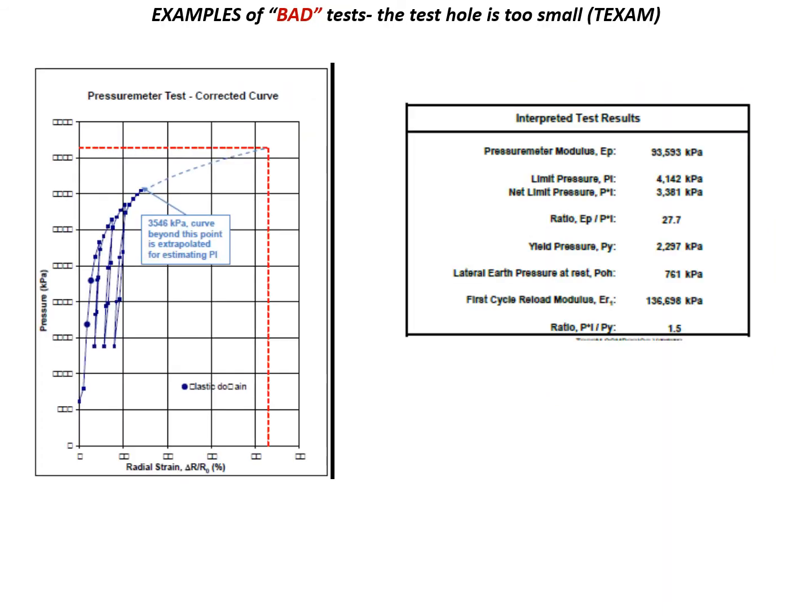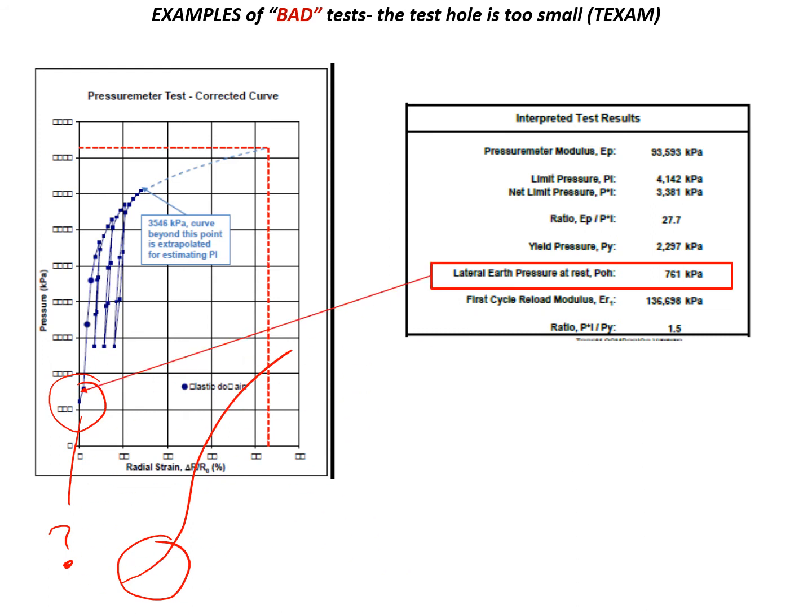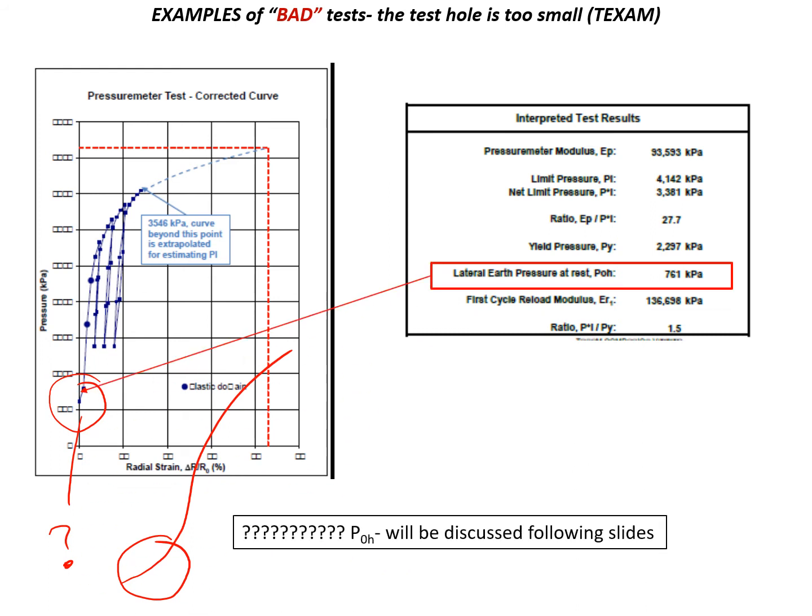Okay, so this one I put as kind of bad. It's not bad, it's a good test, but definitely what you can see in all these tests is that it's actually very tight. That means you are missing the whole first part. It doesn't exist. So I would question the horizontal pressure, and we will discuss that later.